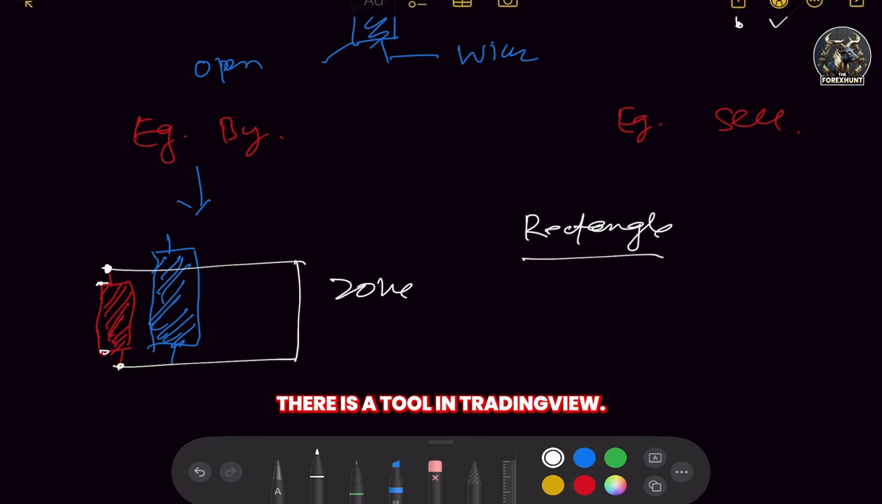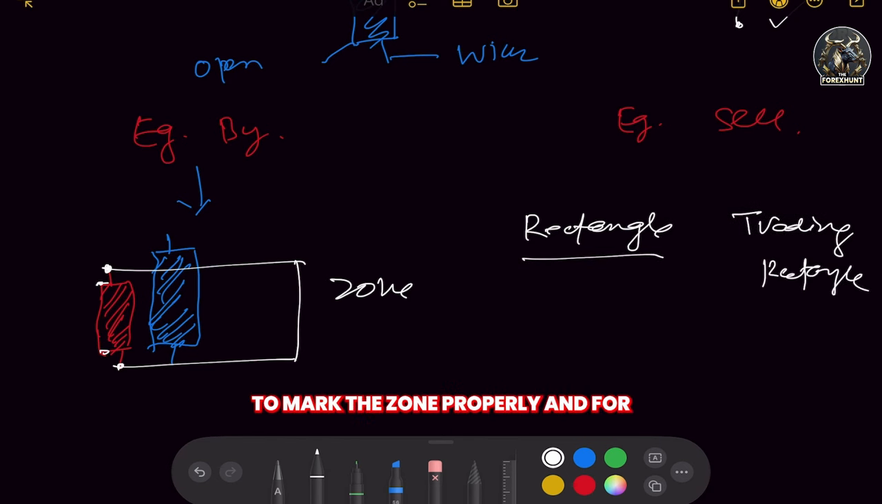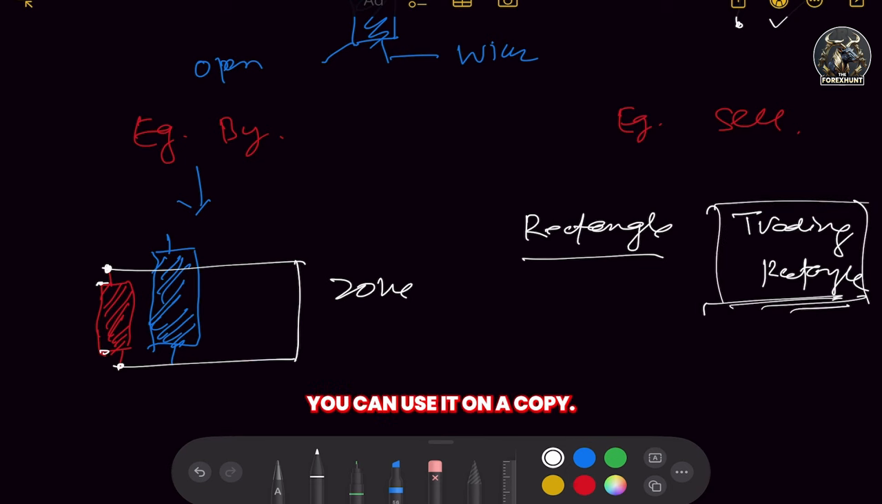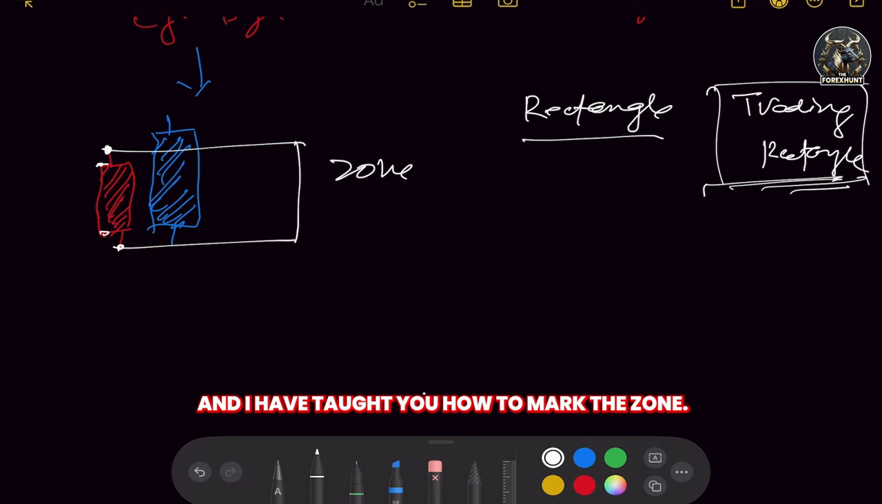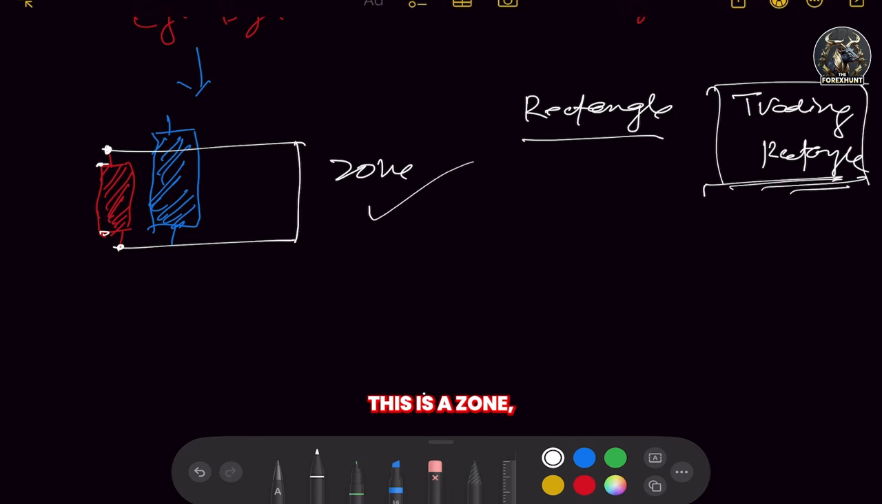There is a tool in TradingView, rectangle. You have to use rectangle to mark the zone properly. And for the beginning period, you can use it on a copy. You need to redefine the things on your copy. You have to note it down in your notebook. Use a proper notebook for this engulfing buy, engulfing sell. All the theory you need to note it down in a notebook, a special notebook that will change your life. Okay, this is engulfing buy, and I have taught you how to mark the zone. This area is a zone where buyers are placed.